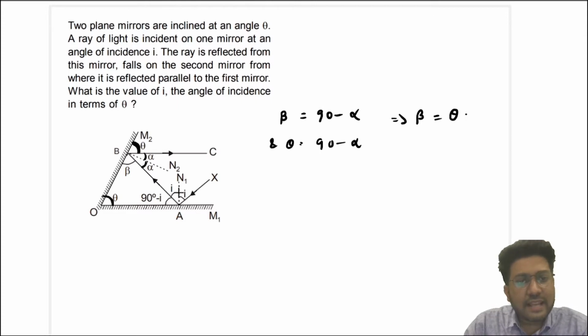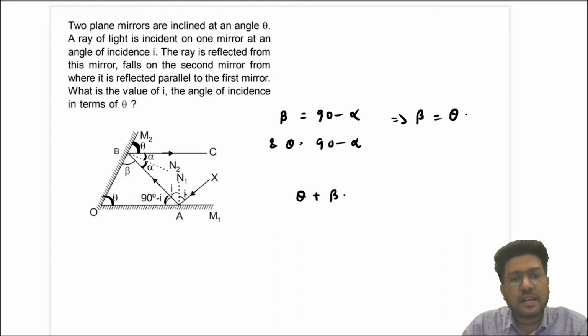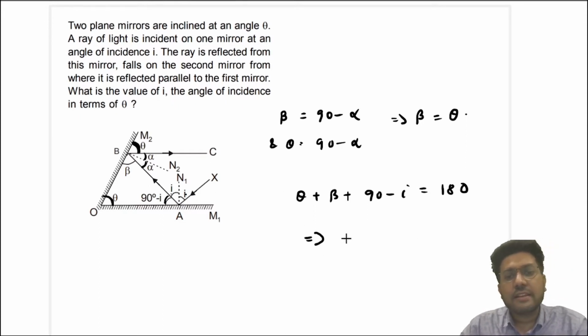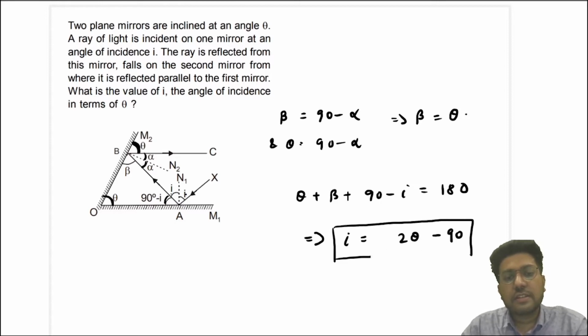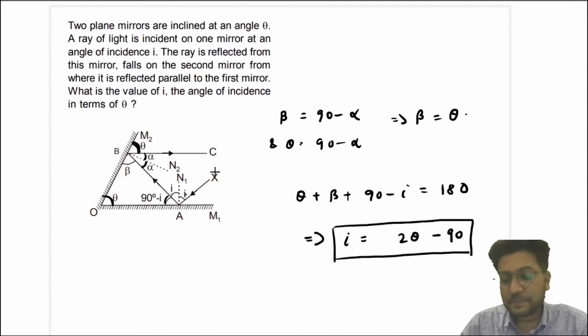Now if this angle is I, this angle is also I, because the angle of incidence is equal to the angle of reflection. And if this angle is I, this angle is 90 minus I. Now from this triangle we can clearly see that theta plus beta plus 90 minus I is equal to 180. So what they have asked you is the value of I. So the value of I will be theta plus beta, that is 2 theta minus 90. So this is the value of I for which the ray finally will emerge parallel to the first mirror.